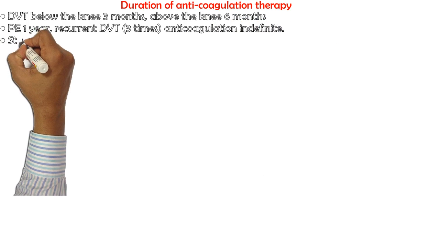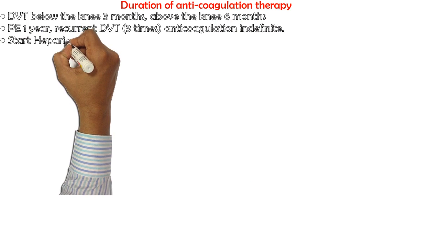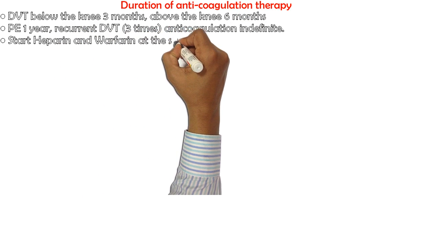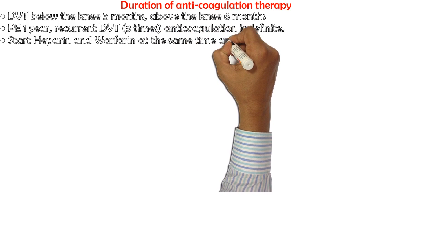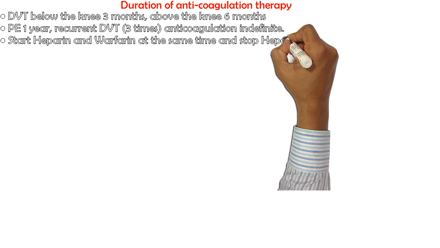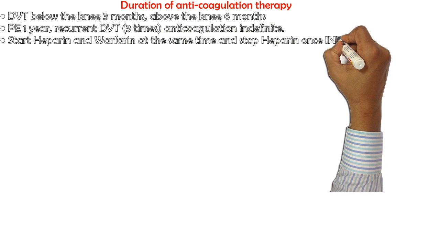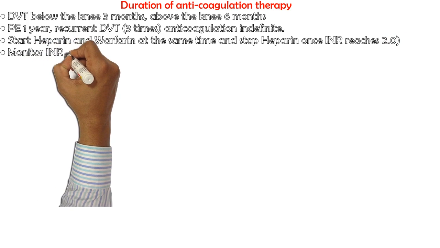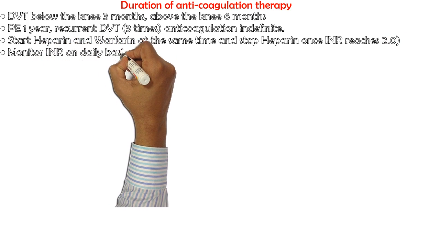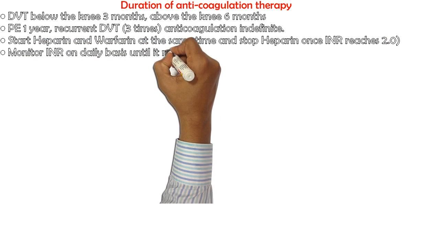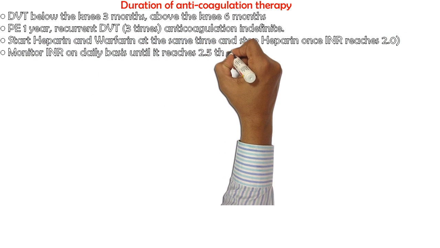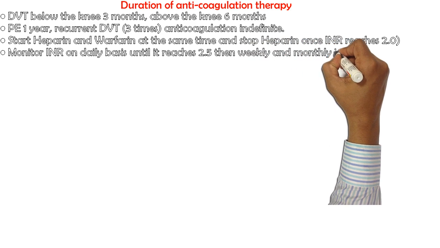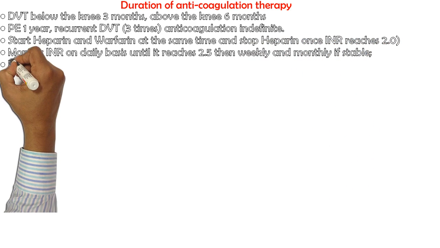It is advised that you start heparin and warfarin at the same time. Preferably you start heparin today, and then in the evening of the same day, you start warfarin. But you stop the heparin once the INR reaches 2. So you have to monitor the INR on a daily basis until it reaches 2.5. Then of course, you keep monitoring weekly. You can also shift to monthly if the patient is stable. However, if the patient is unstable, you have to restart closer monitoring of international normalized ratio.